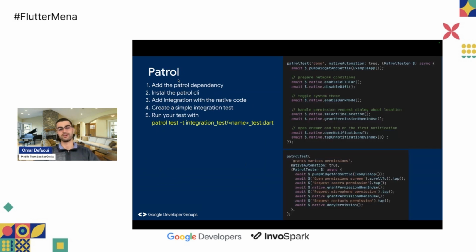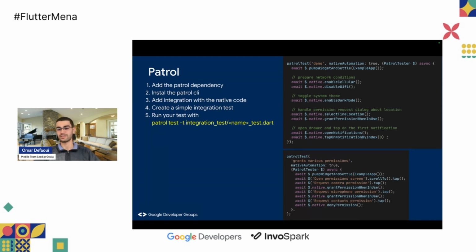And next, we have Patrol. I think it's the most advanced one, and it's the one that I prefer working with. So the installation is as usual. We will add Patrol as a dependency, then we will install the Patrol CLI, and then we will add some configuration code to the native code. You will find how to proceed in their official documentation.